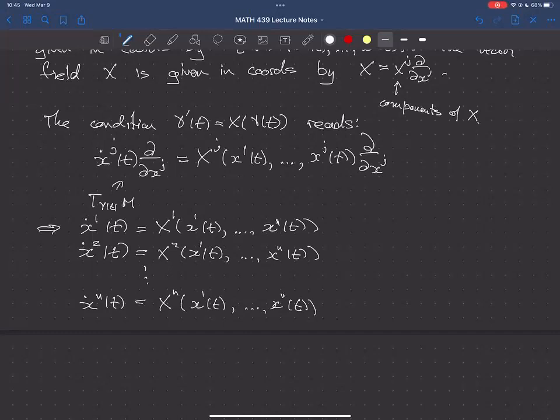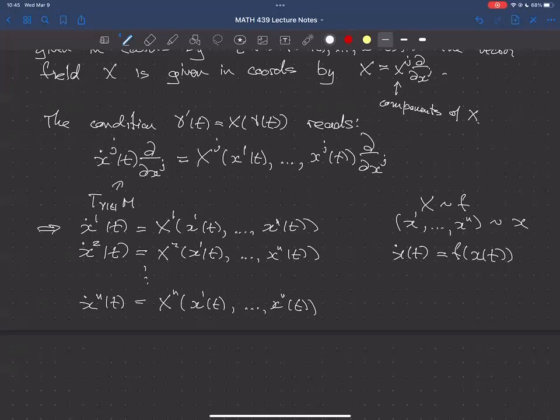How about if I write f instead of x, and instead of the vector x1 through xn, I write a single vector symbol x, and then I rewrite this as x dot of t equals f of x of t. Does that look familiar to you? What kind of a thing is that? It's an ordinary differential equation.